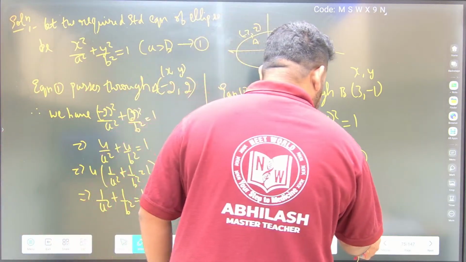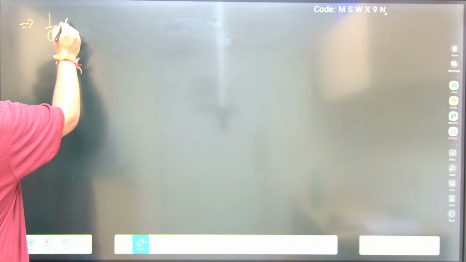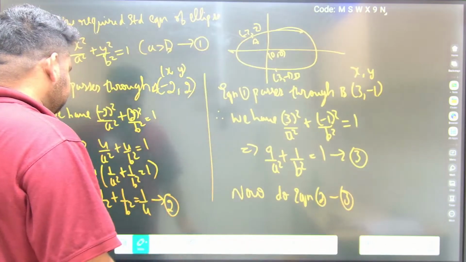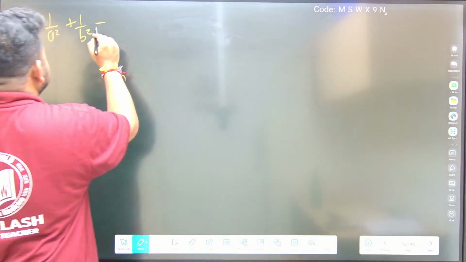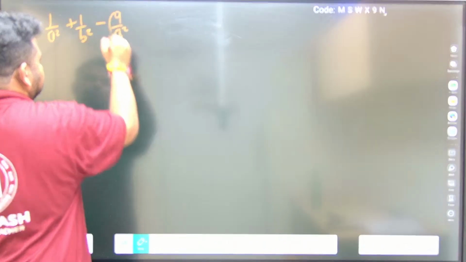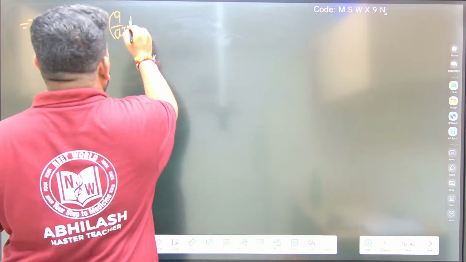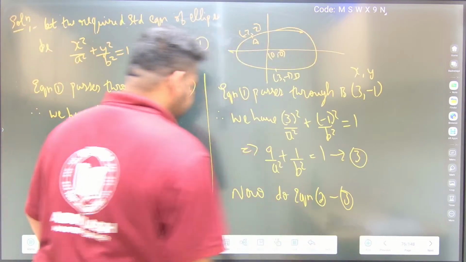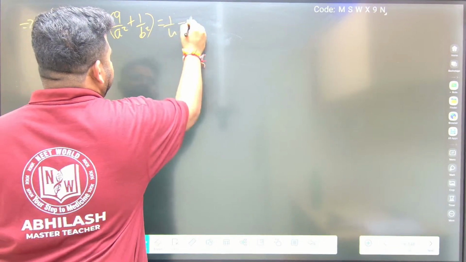Okay, now let us go to the next page. Equation 2 minus 3. Equation 2 is 1 by a square plus 1 by b square, minus equation 3, which is minus 9 by a square minus 1 by b square. This is LHS. On the RHS we have 1 by 4 minus 1.